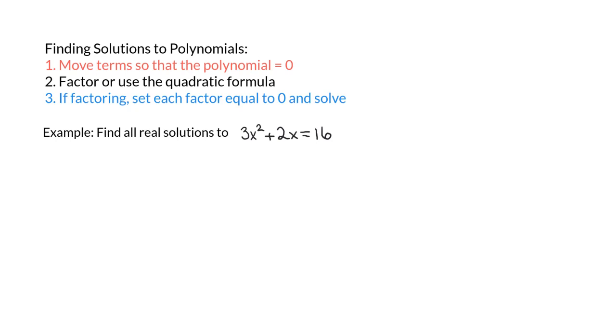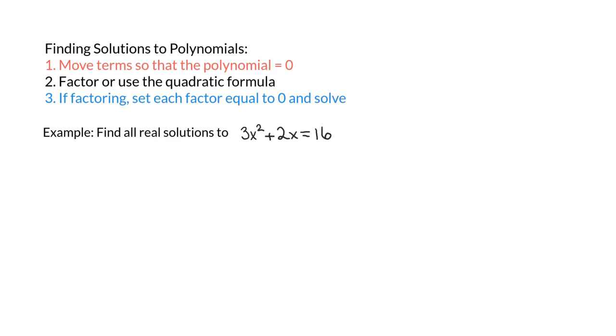There are several ways to find solutions to polynomials. We can either factor or use the quadratic formula. So I'll show both methods with this problem. The first step is the same either way. We want to move terms of the polynomial so it is set equal to 0.